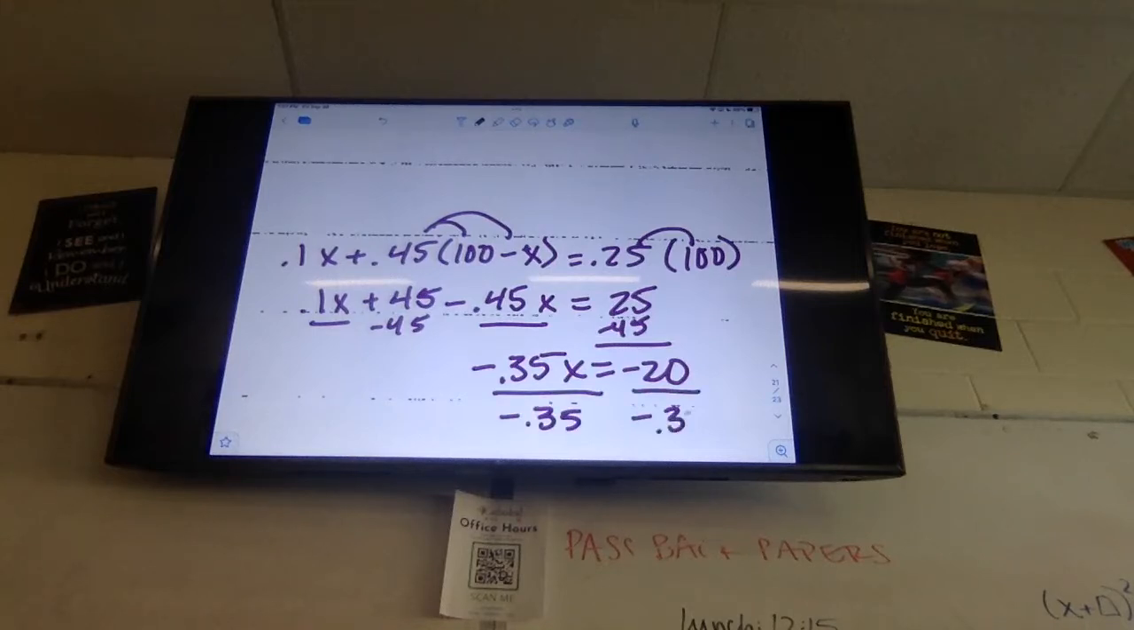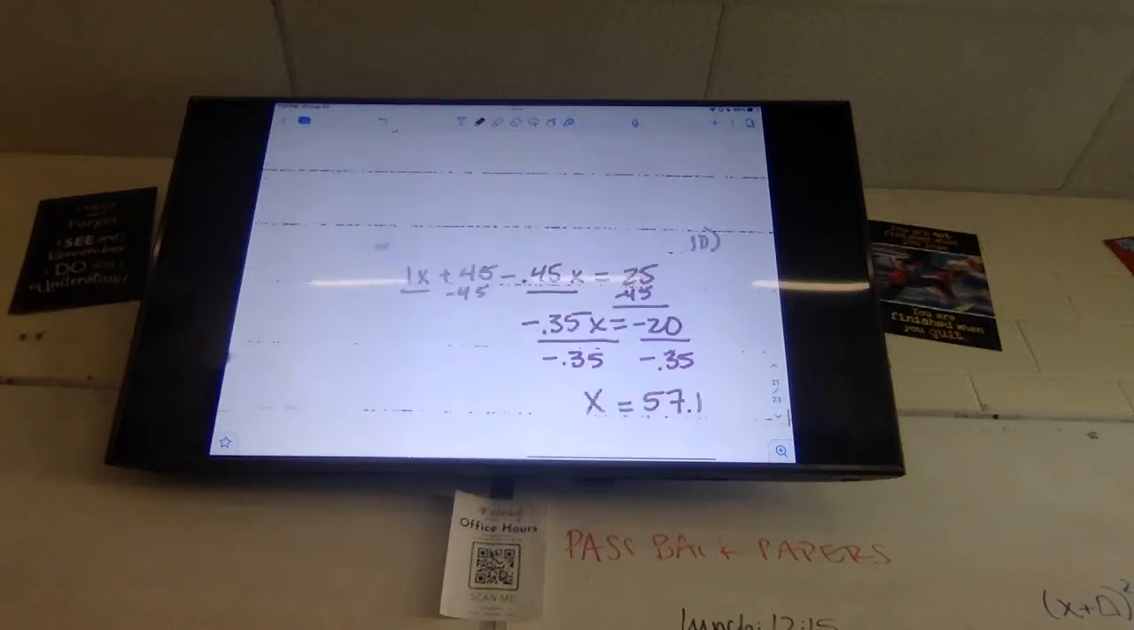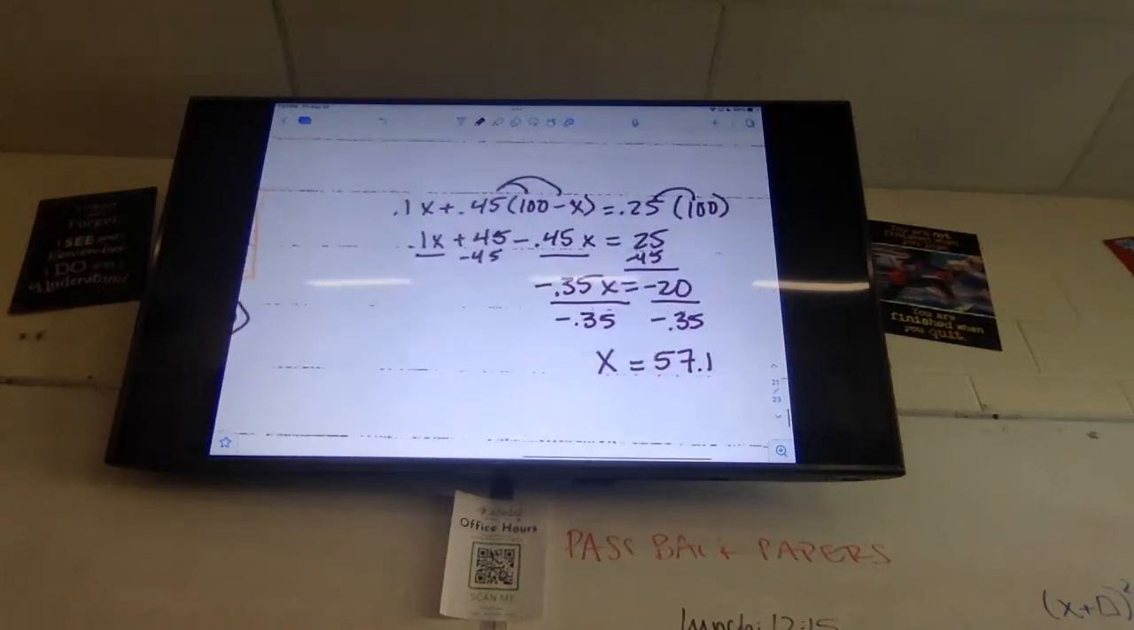Sometimes we get nice pretty numbers, sometimes we don't. Don't let that affect you. I'm going to say x equals, I believe last year we got 57.1. Did anybody get that yet? 57.1. Perfect. Okay. Awesome. Any questions on how I got X?